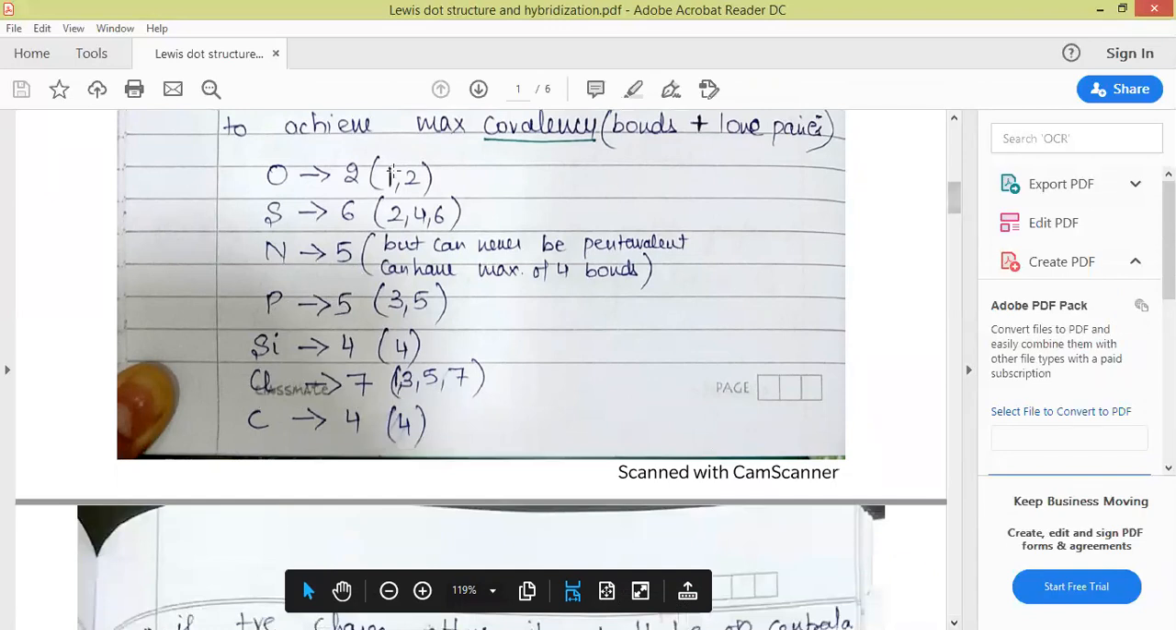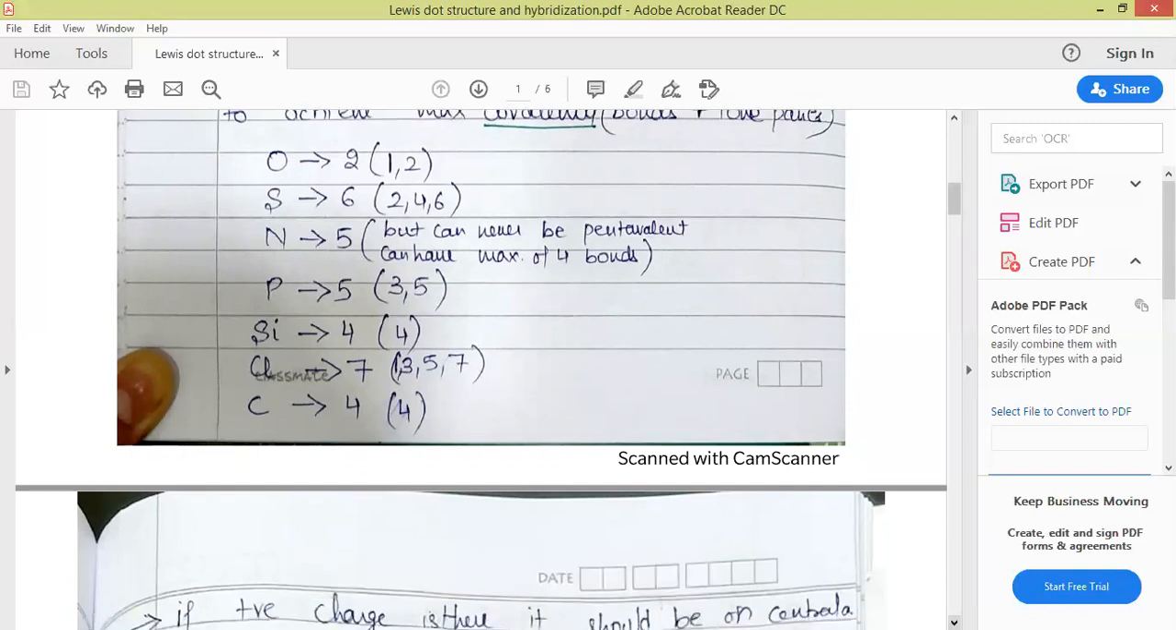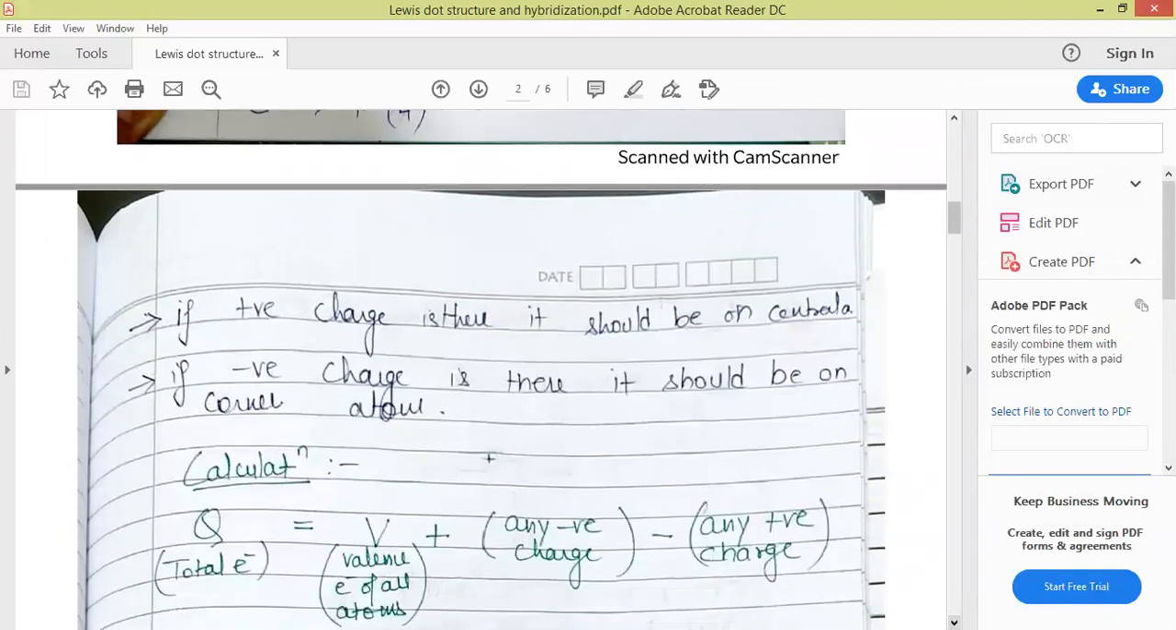So these are the maximum covalencies the atoms can generally have. These are the most common atoms for which Lewis dot structures are generally asked in exams. If there is some positive charge on the molecule, where should we mark that positive charge? It must be present on the central atom. And if some negative charge is there on the molecule, it must be present on the corner atom.